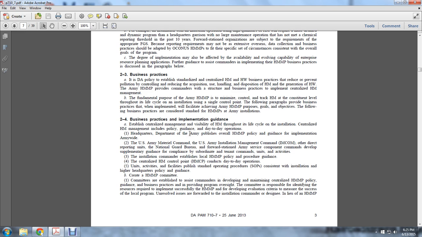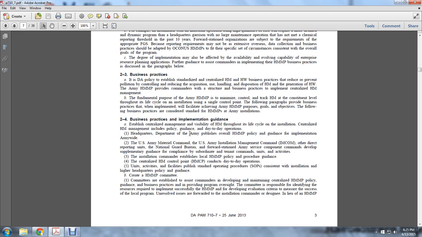2.4 Business practices and implementation guidance. Establish centralized management and visibility of hazardous material throughout the life cycle on the installation. Centralized hazardous management includes policy guidance and day-to-day operations. The Headquarters, Department of the Army publishes overall hazardous management policy guidance for implementation Army-wide. The U.S. Army Materiel Command of the U.S.